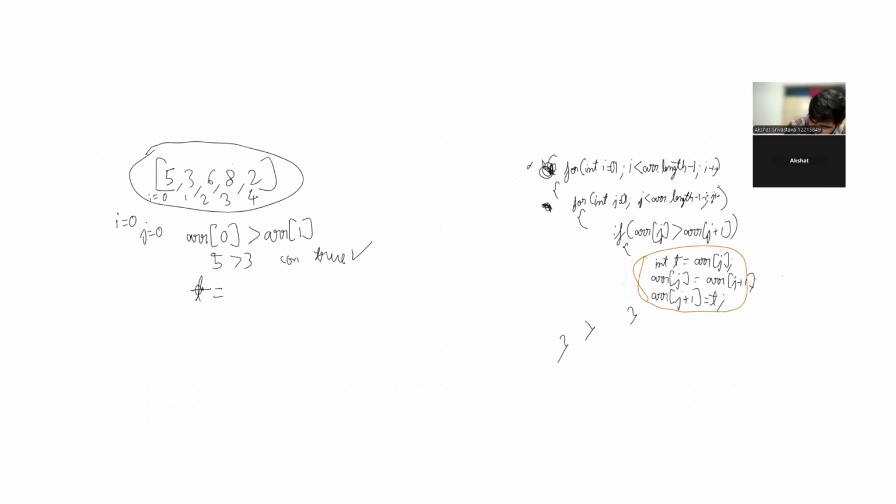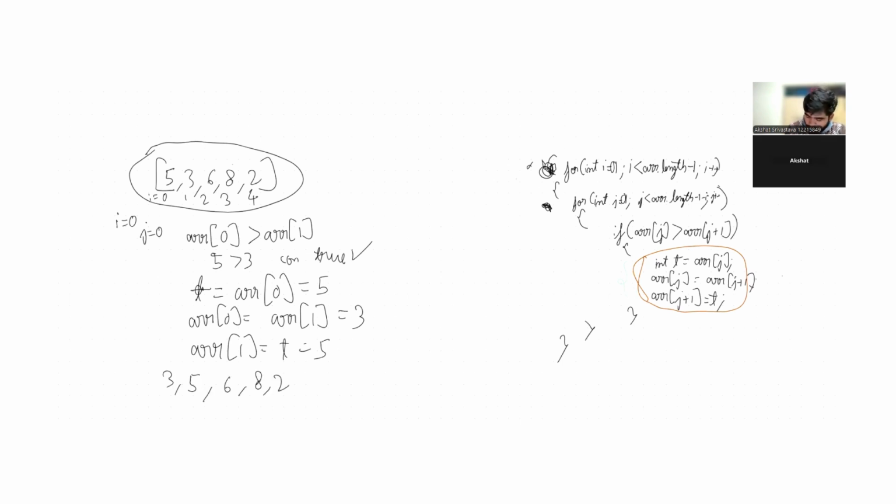So ARR[0], which is basically 5, t equals 5, ARR[0] equals ARR[1], which is 3, and ARR[1] will be t, which will become 5. In this way, the swap has been performed, and now our array will look like 3, 5, 6, 8, and 2.